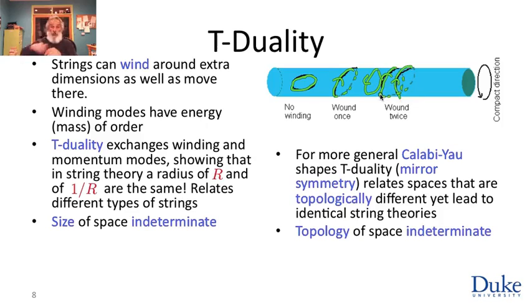Right? So this is a string that winds twice. This has double the charge. Now notice that if this tube is very large, if the periodic direction is large, it takes a lot of energy. These winding strings are very massive states, but if the tube becomes small, they become light.